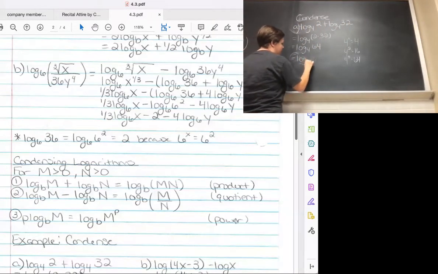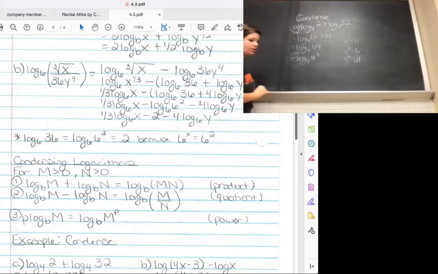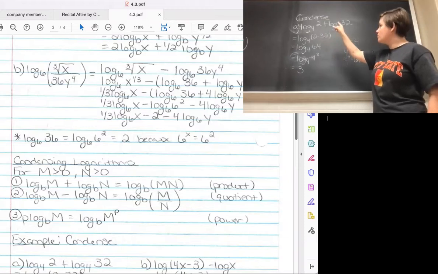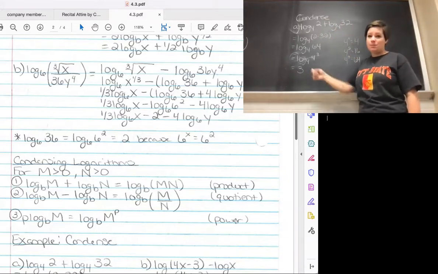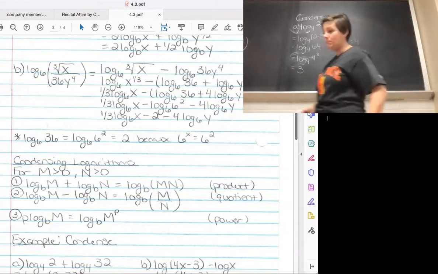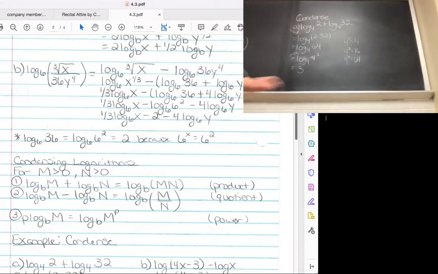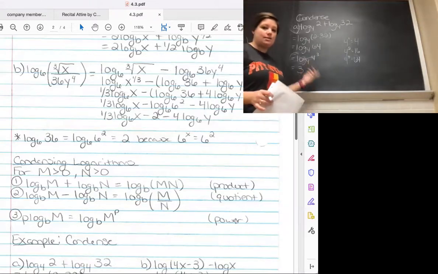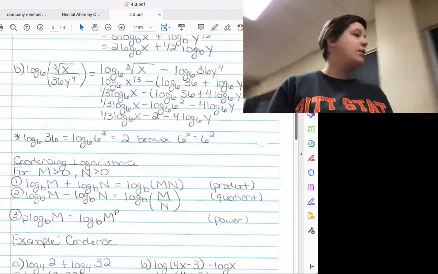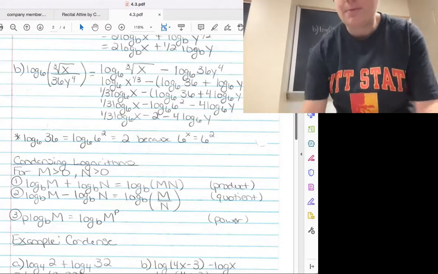I'm going to write log base 4 of 4 to the third, because then that log base 4 of 4 is going to go away and just leave me with 3. So fully condensed, fully simplified, log base 4 of 2 plus log base 4 of 32 is 3. You have to keep going with it as far as you can, okay? And sometimes it means you're going to get a single number, or you'll get 3 minus something else or whatever. But you have to look for that. You have to train yourself to look for those cases.